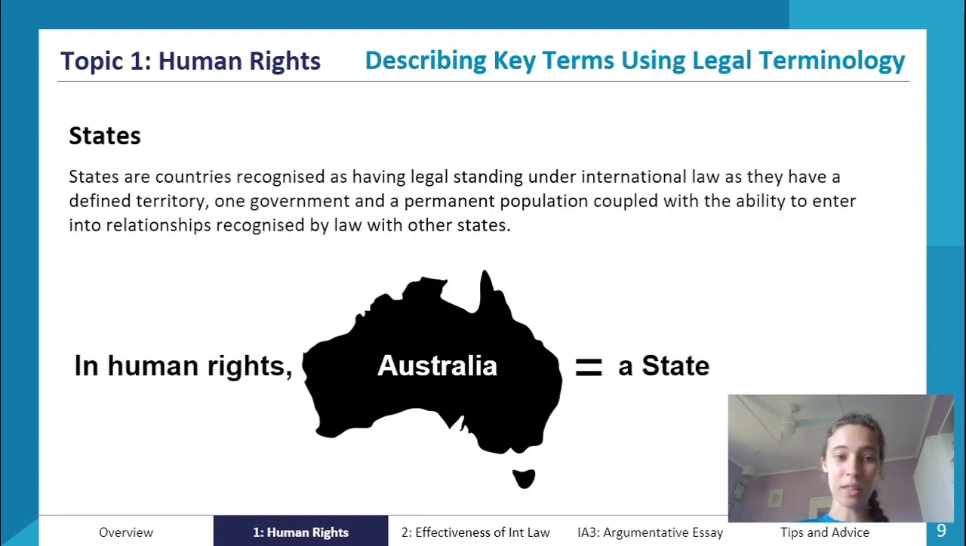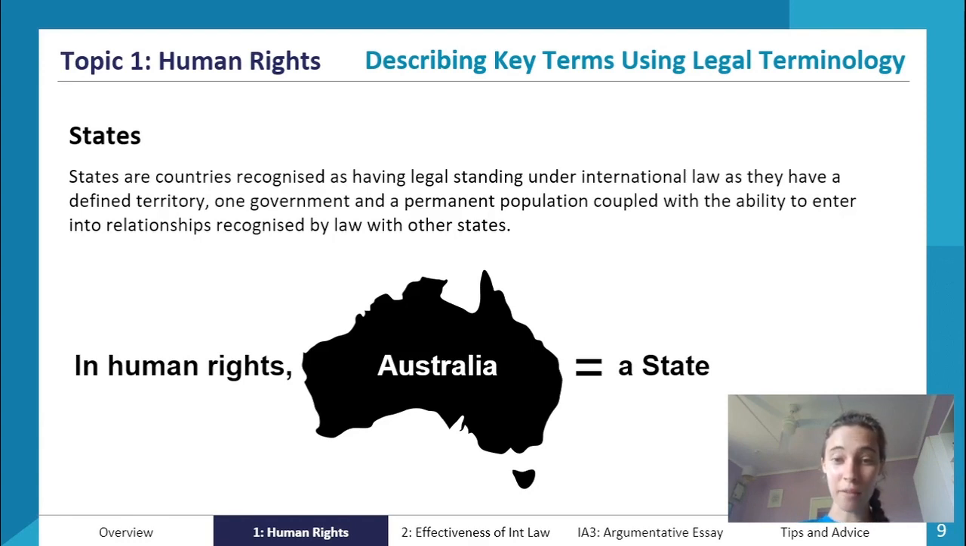States. This is something that is going to come up all the time in this unit, and you may have done it already in legal studies. What you want to keep in mind is that it's not like the state of Queensland; it's a country in terms of human rights. So they're countries recognized as having legal standing under international law.